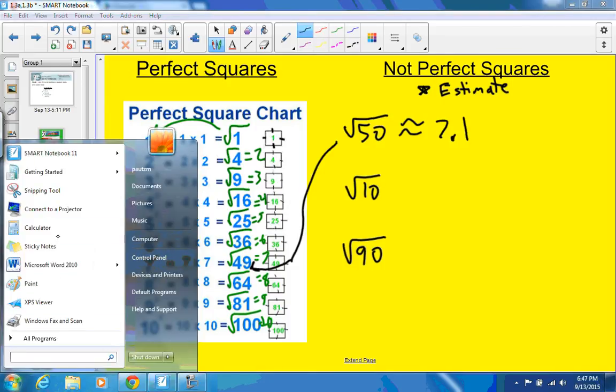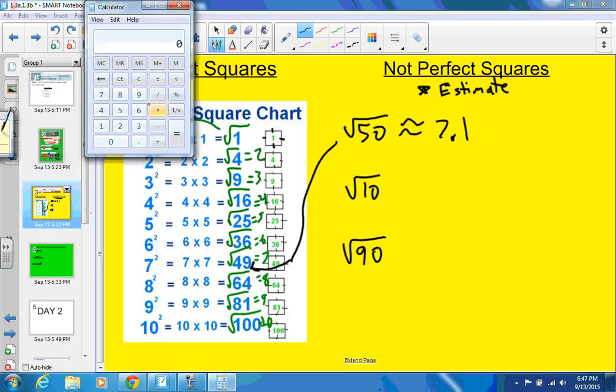And I'm going to show you, for instance, if we do take, you can do square root on here. So I do 50 and square root. So it's 7.07. That's almost 7.1. So that was a good estimate.